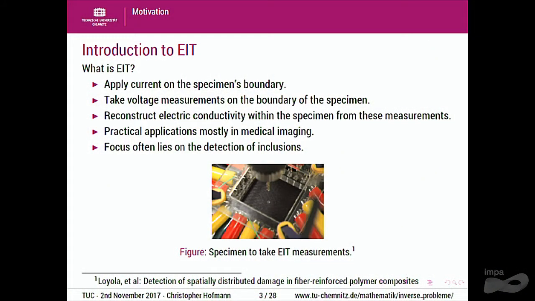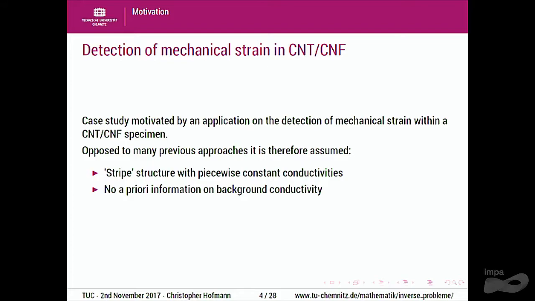For practical applications, especially in medical imaging, it is, again, desirable to apply current and measure voltages. The focus of these, or most applications, is usually to detect inclusions. For example, we've seen Bastian's thorax before, where we have some sort of different background conductivity and some inclusion we're looking for. The example displayed here is actually from an engineering background. So here you have a specimen, a hole is drilled, and they're looking with some sort of method or algorithm for that inclusion. Then our approach is actually fundamentally different.